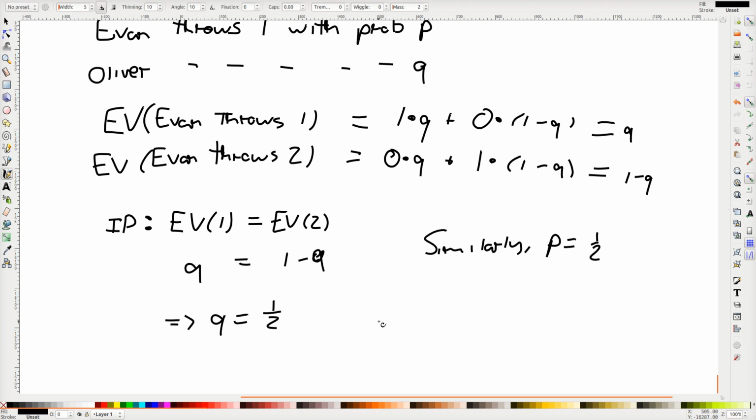And so that's the Nash equilibrium, right? So the Nash equilibrium is both players are 50-50. Both players throw each 1 and 2 with probability 1/2.